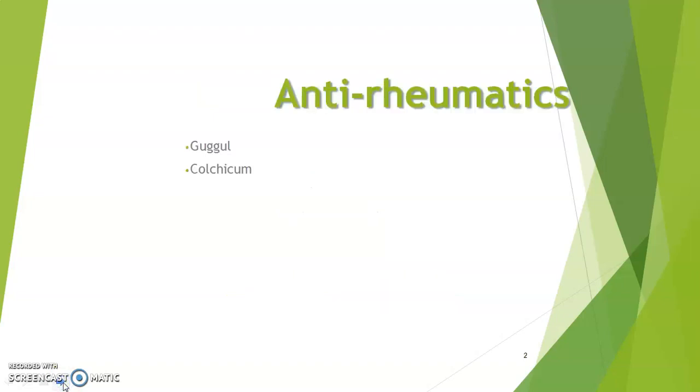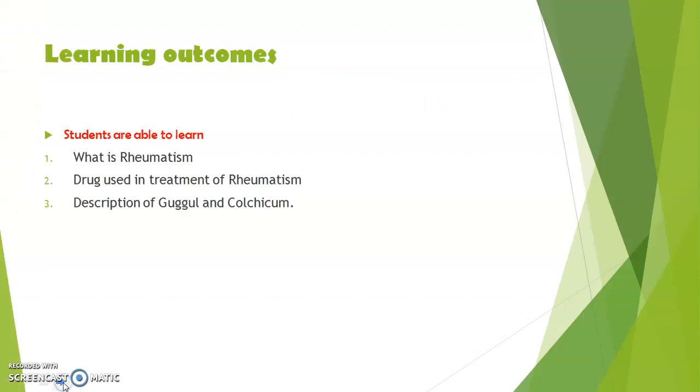So today we are going to study antirheumatics, and the drugs used are Guggul and Colchicum. After watching this video, students will be able to learn what is rheumatism, drugs in treatment of rheumatism, and description of Guggul and Colchicum.